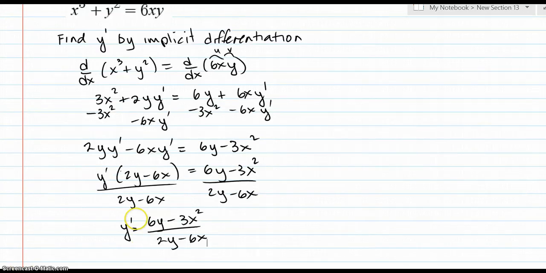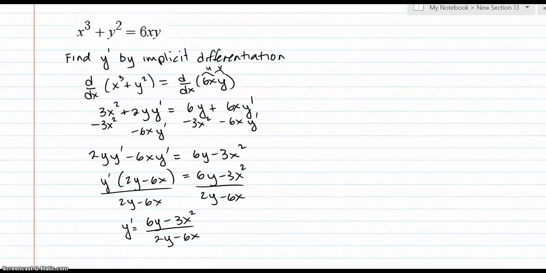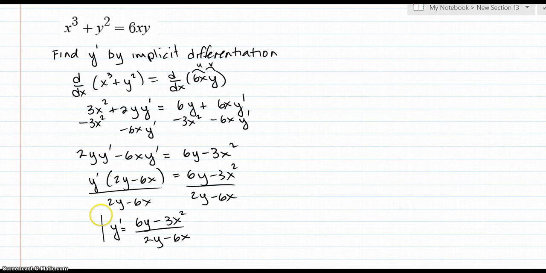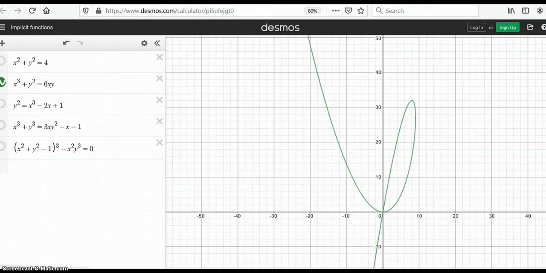y prime, the derivative of y with respect to x, is 6y minus 3x squared in the numerator over 2y minus 6x in the denominator. And there's no way I'm going to put this in terms of just x. So that would be the answer. It'd be a function, implicit function, depending on y and x. Or actually, it's an explicit derivative, but it's depending on y and x, isn't it? Okay. Let's go ahead and look at some points.